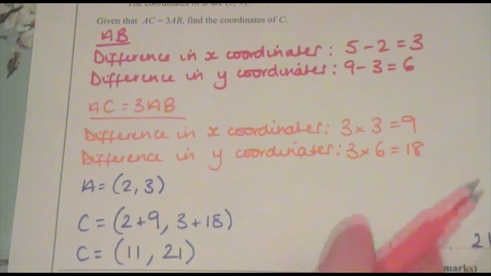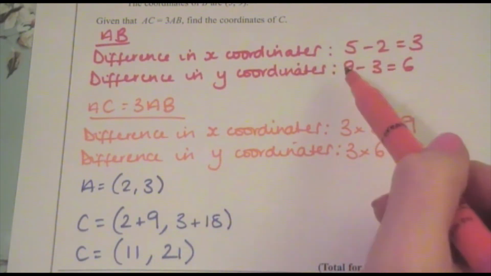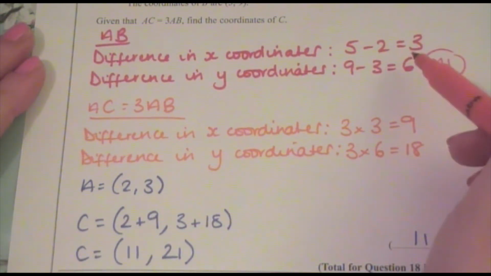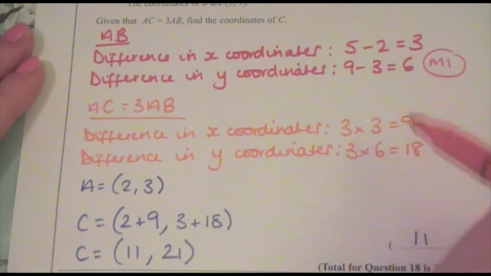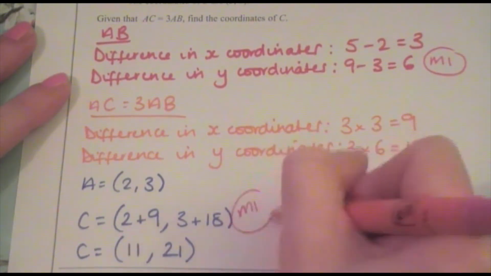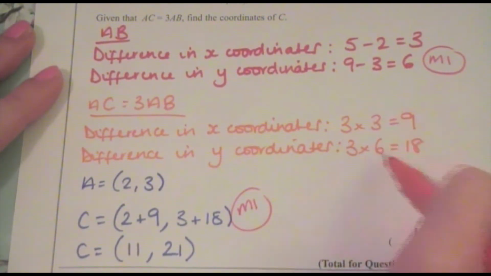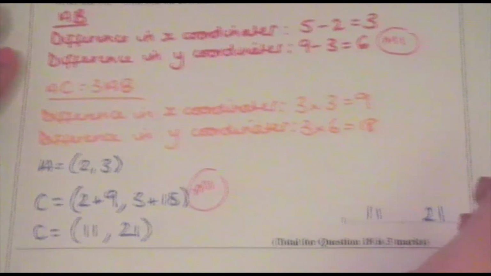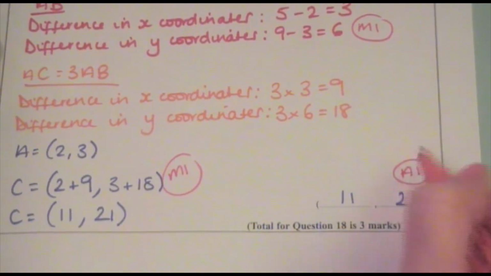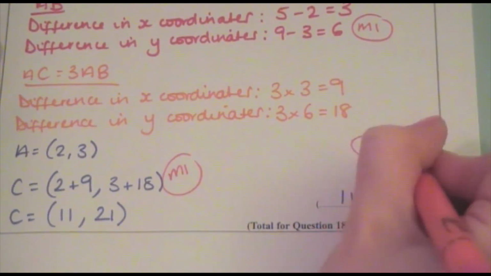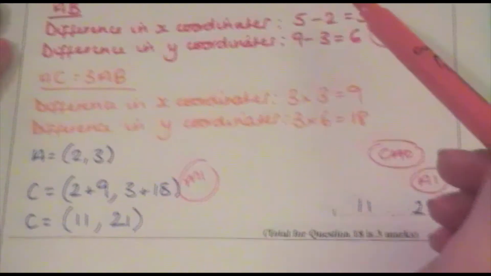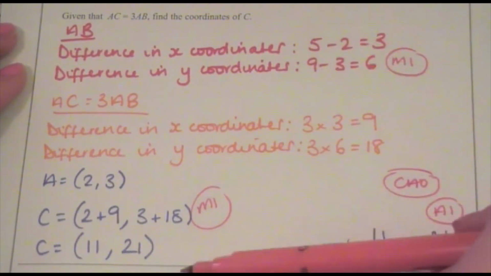My first mark is going to be for finding the difference between either the x coordinates or the y coordinates. Okay, so doing either one of those. My second method mark is for them finding the difference between the coordinates between A and C and then adding it on. Okay, so I would need to find the difference between A and C, or the coordinates in A and C, and then I need to add that difference on. And then my third and final mark is my answer mark, and this is a correct answer only mark. Therefore, if I'd only put 11 and 21, I would only get 1 mark. I need to show the rest of my method and show my workings.